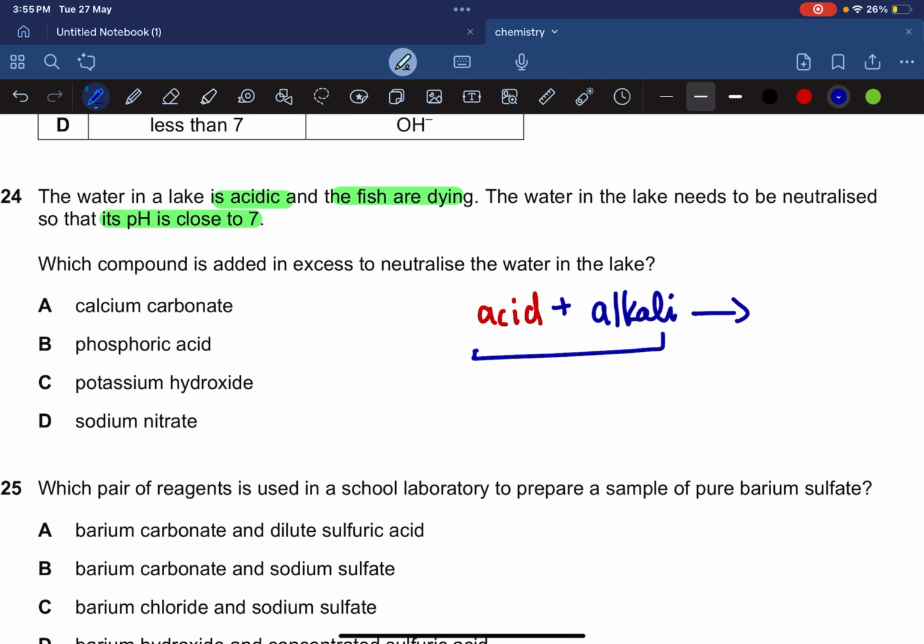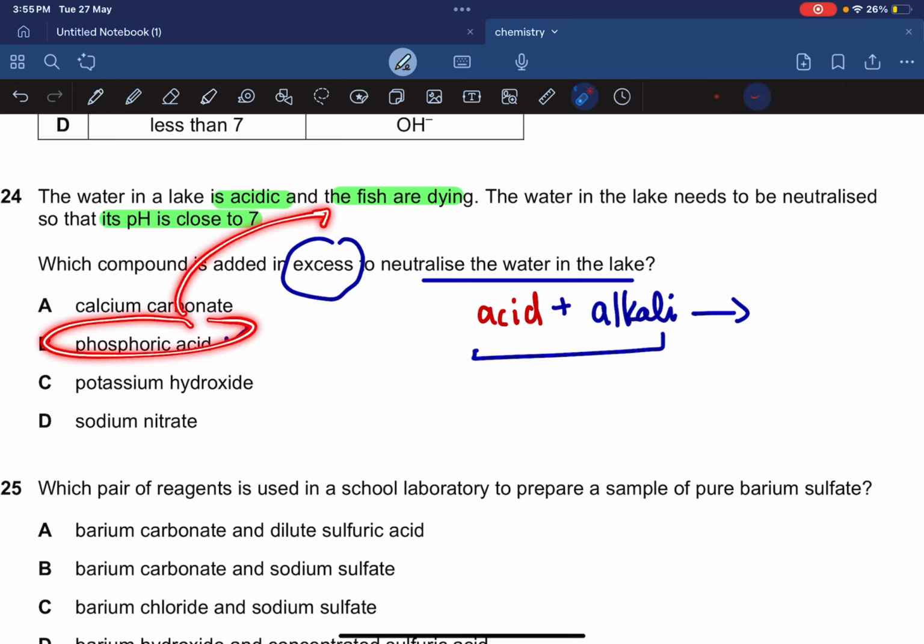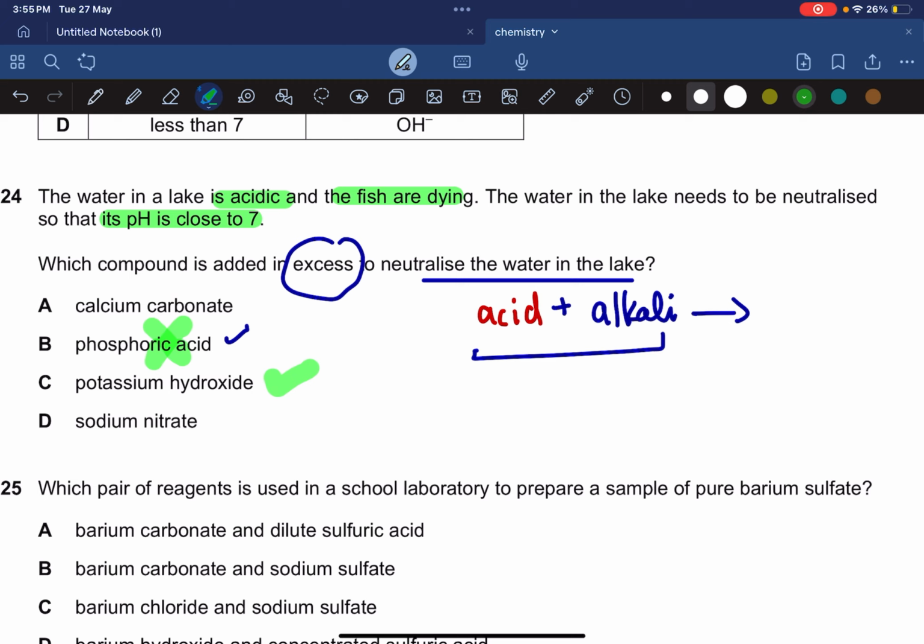Which compound is added in excess to neutralize the water in the lake? Okay, you have to add it in excess. Now we have phosphoric acid. Why would you add acid to an acidic lake to neutralize it? That's complete nonsense. So not at all. Potassium hydroxide, okay, that's an alkali. Sodium nitrate. Why? Sodium nitrate is a salt. It's not an alkali. Why would you add sodium nitrate? It would just become more salty. Never. So now the two options are option C and option A.